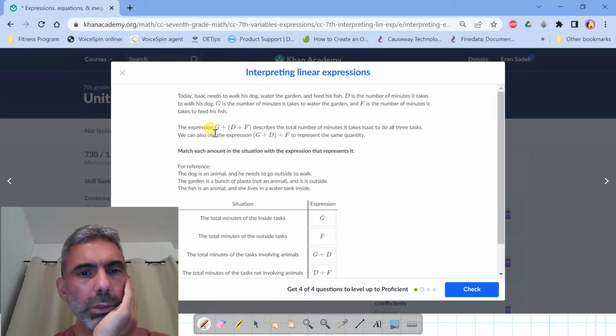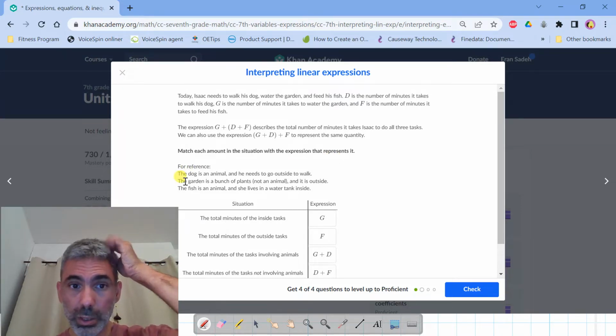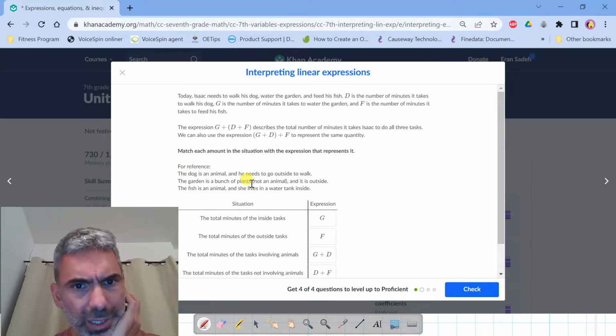here we are adding 3 terms, so it doesn't matter which terms we add first, the D plus F or the G plus D. Okay. Match each amount in the situation with the expression that represents it. For reference, the dog is an animal and he needs to go outside to walk. The garden is a bunch of plants, not an animal, and it is outside. The fish is an animal and she lives in a water tank inside.